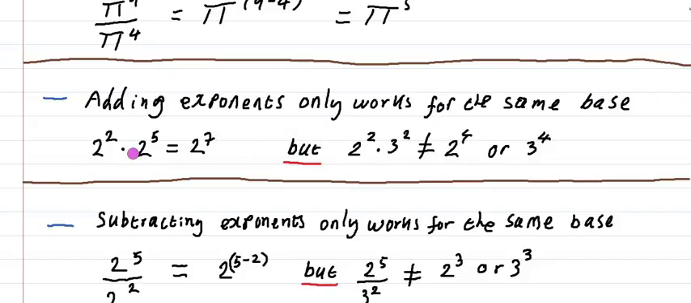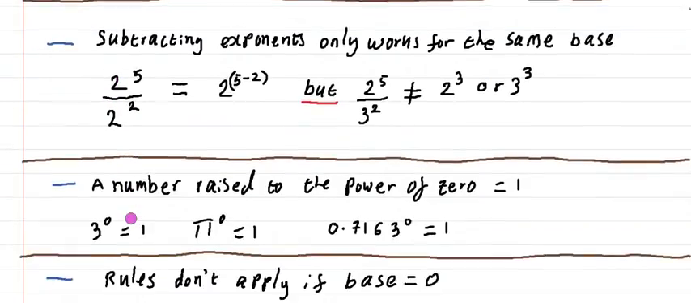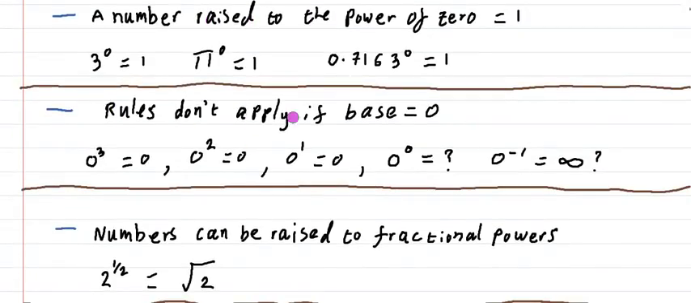Adding exponents only works when you have the same number base. Subtracting exponents only works when you have the same number base. A number raised to the power of 0 is 1. The rules really don't apply if the number base is 0, as 0 to the power of 0 is a bit meaningless, as is 1 over 0.